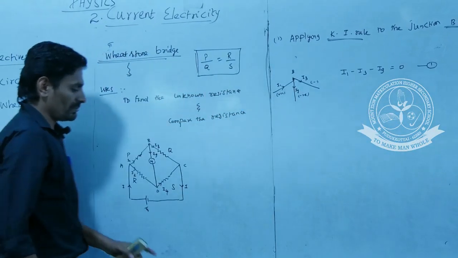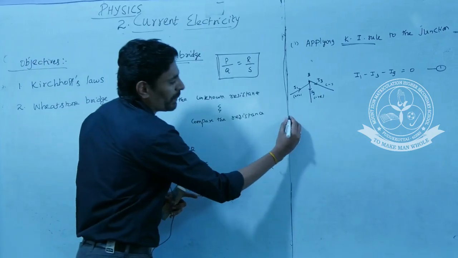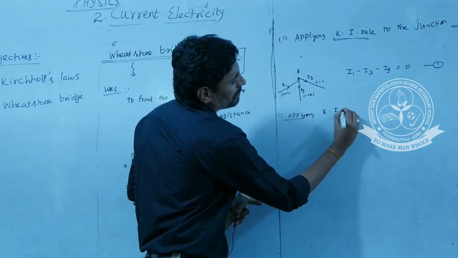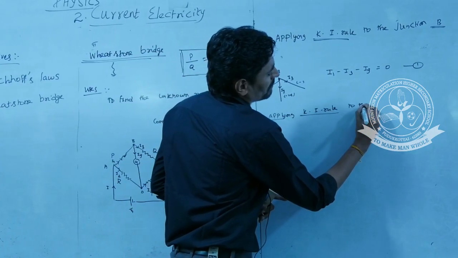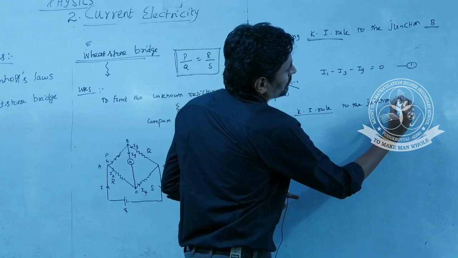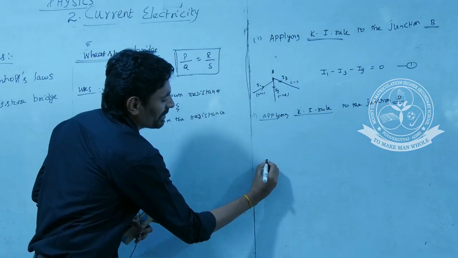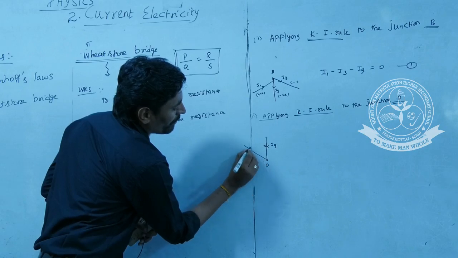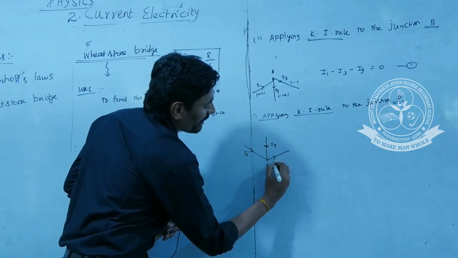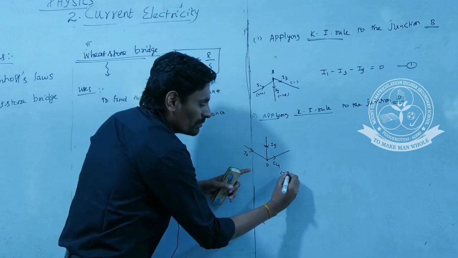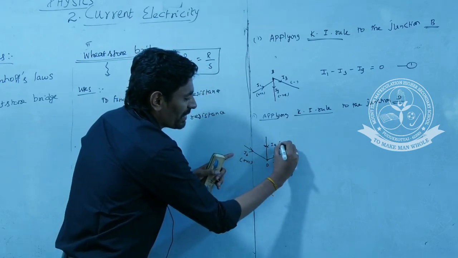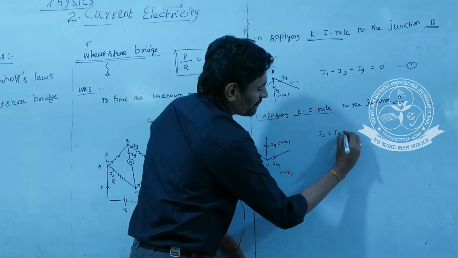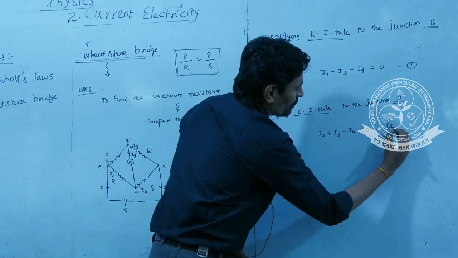Then we go to the second junction, D. Applying Kirchhoff's first rule to the junction D, 3 currents meet. One is Ig, then I2 is entering, and I4 is leaving. Leaving the junction is taken as negative, and entering the junction is taken as positive. So we write the equation: I2 plus Ig minus I4 equal to 0, equation number 2.